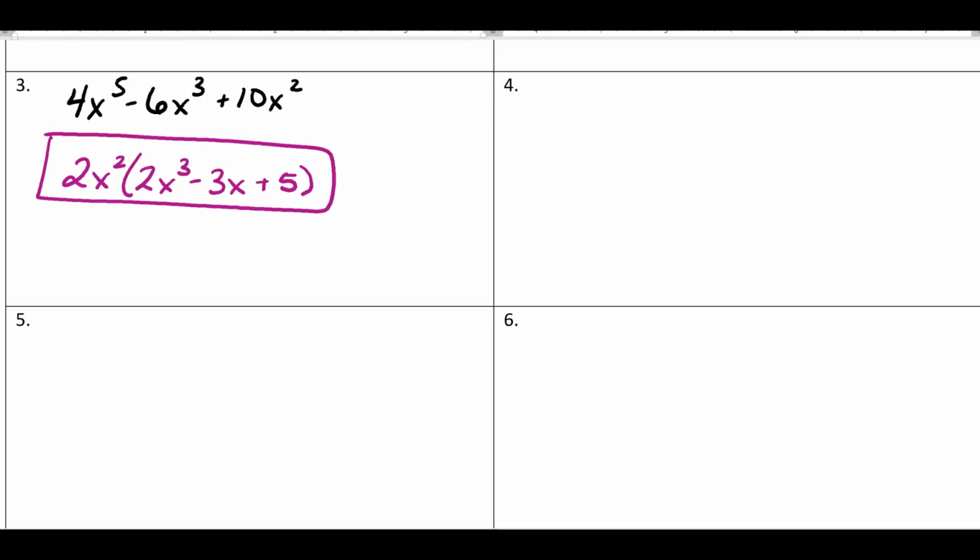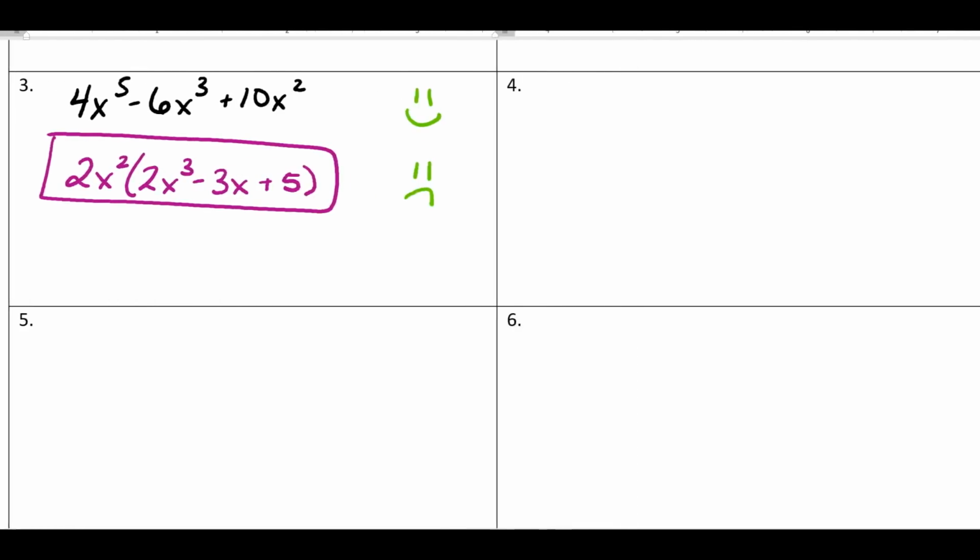And then they all share x squared. Okay, so if you didn't get this one right, you might want to put a little frowny face so I know you missed it. If you got it right, give me a little smiley face. Smiley face means I got it right the first time. Frowny face means I didn't get it right, and maybe Miss Miller needs to tell you a little bit more about number 3.